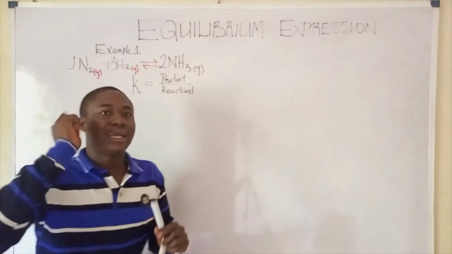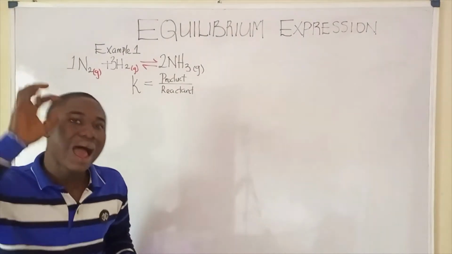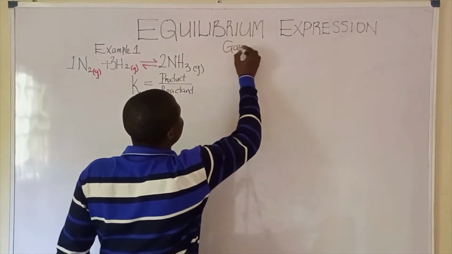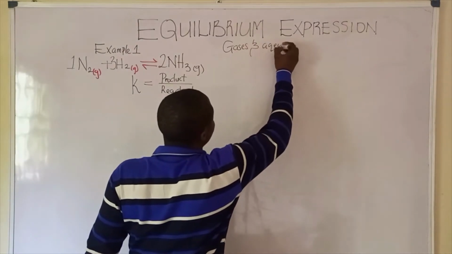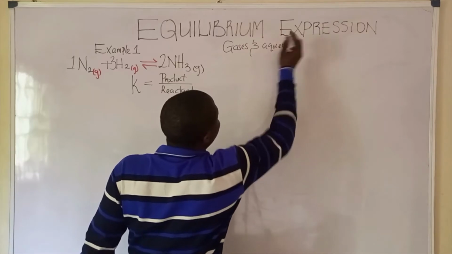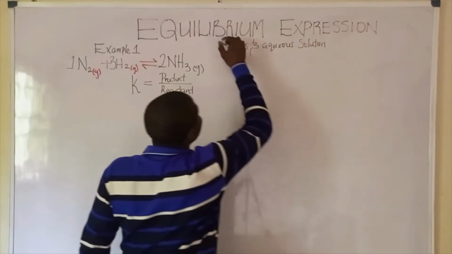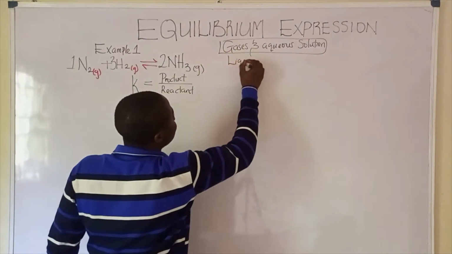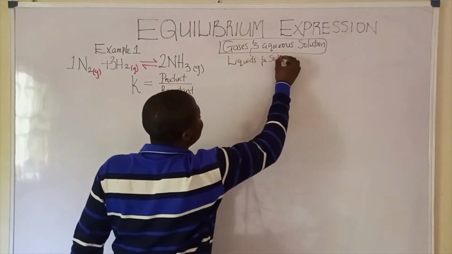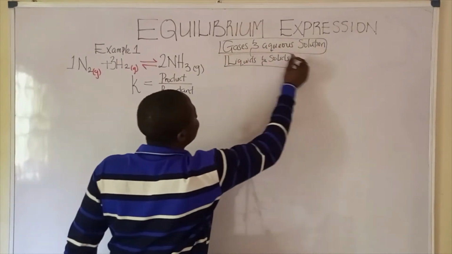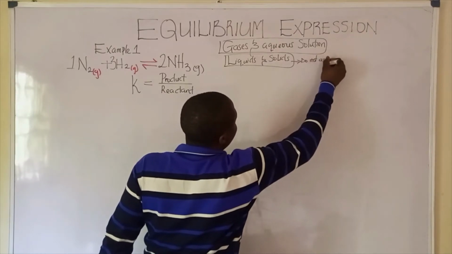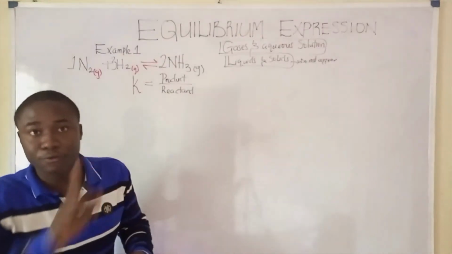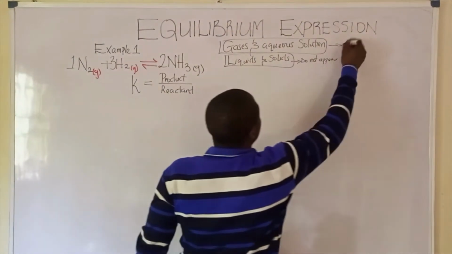Now, it should be noted that gases and aqueous solutions appear when writing the equilibrium constant expression for reactions, whereby liquids and solids do not appear. Whereby liquids and solids do not appear when writing the equilibrium constant expression for reactions, but gases and aqueous solutions appear.